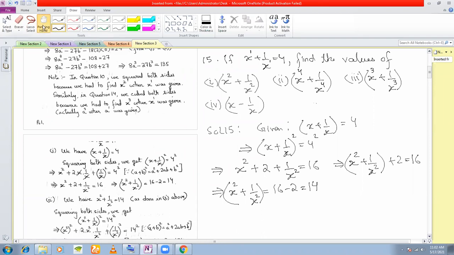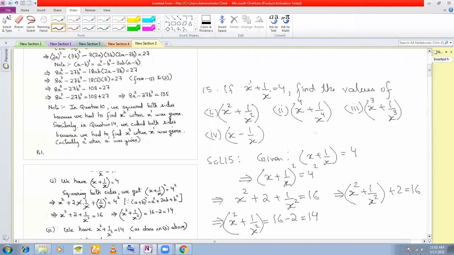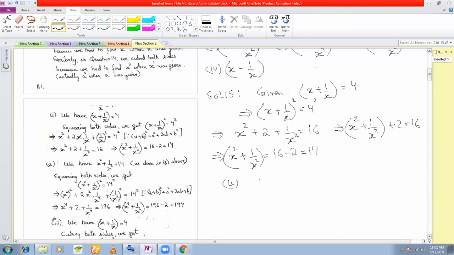Next is x to the power of 4 plus 1 by x to the power of 4. This also I think you have done. See, when you want to find x to the power of 4, from the power 1 here, you want to move from power 1 to power 4, right? So you cannot directly move from power 1 to power 4. What you need to do is take the help of power 2. From power 2 you can move to power 4. So you start from x square plus 1 by x square. We have already found the value of x square plus 1 by x square to be 14.